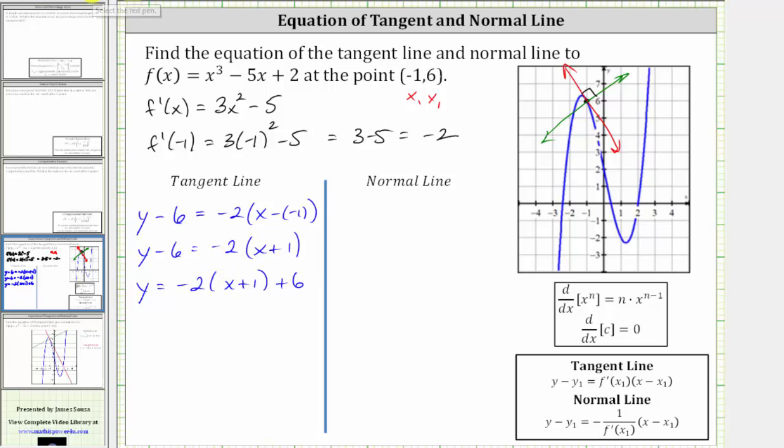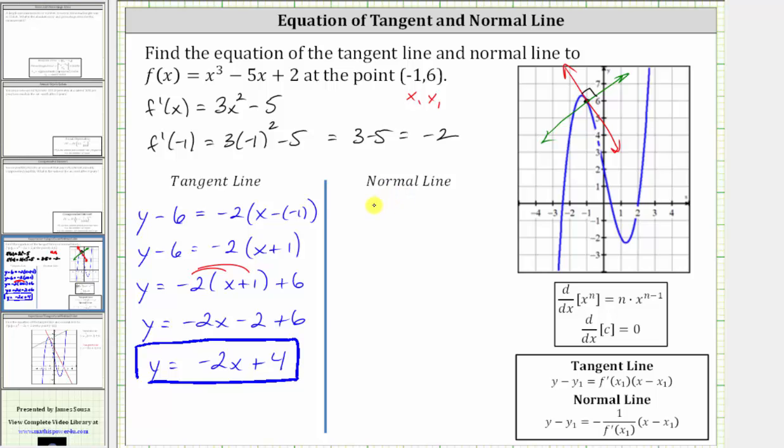And now let's clear the parentheses and combine like terms. We have y equals, distributing -2, -2x plus -2, plus 6, giving us y equals -2x plus 4 for the equation of the tangent line at the given point.